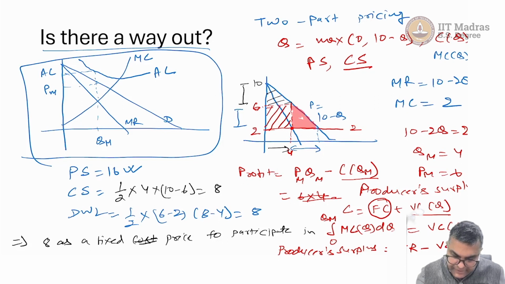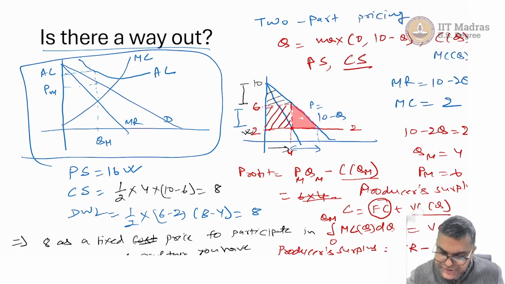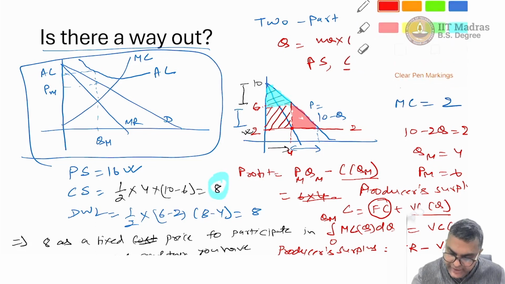and then you have to pay 2 dollars, 2 rupees, per unit, as the cost. What will happen? Of course, consumers would still be interested in doing that because this is the surplus they are getting. Anything up to 8 they would be willing to pay. This is what we have obtained.